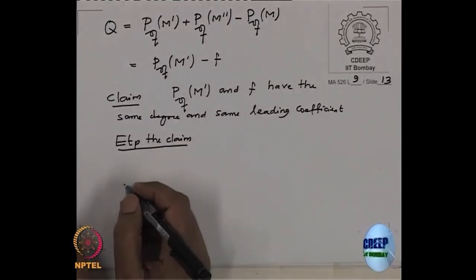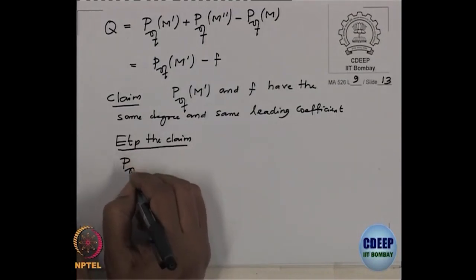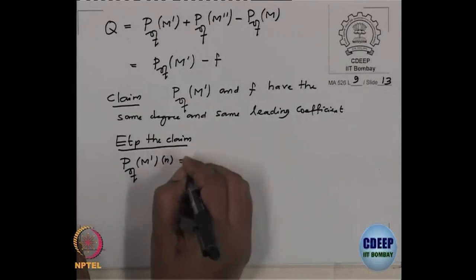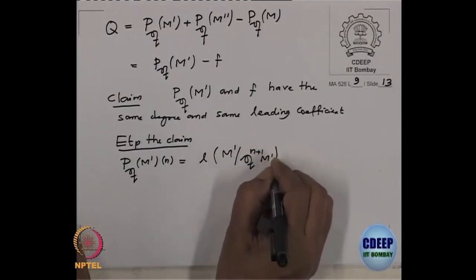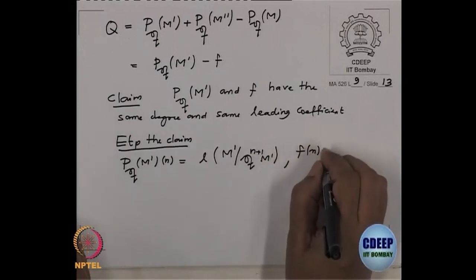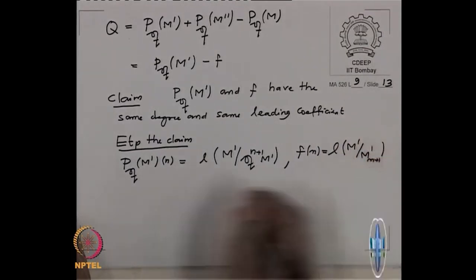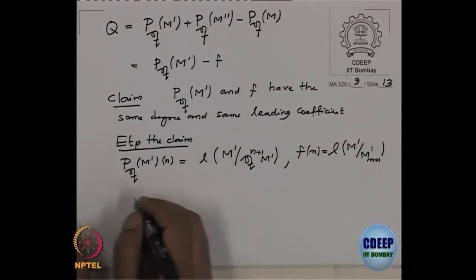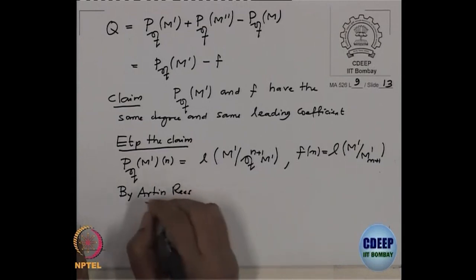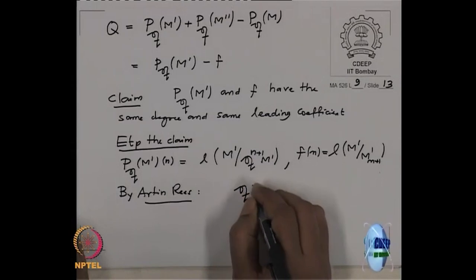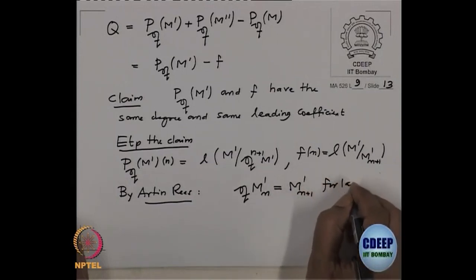Okay, so we have this. So, just write down the definition. That means we want to prove that P_Q M prime at n is the length of M prime divided by Q power n plus 1 M prime, and F n is the length of M prime divided by M prime n plus 1. So, now this is where I have to use the Artin-Rees Lemma. Artin-Rees Lemma says that Q times M prime n will be equal to M prime n plus 1 for large n.